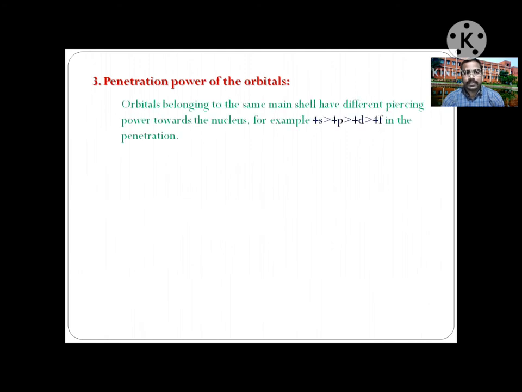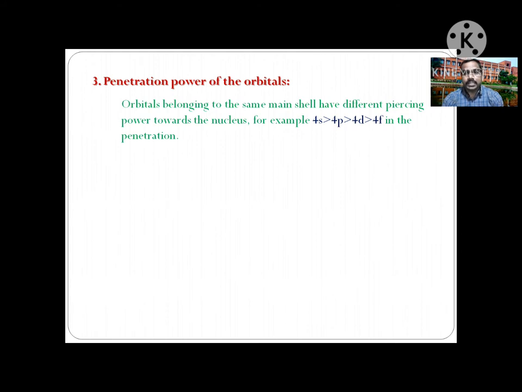The next factor which influences the ionization energy is penetration power, or piercing power, of an orbital. Orbitals belonging to the same main shell have different piercing power towards the nucleus. For example, the 4s orbital has higher piercing power than 4p, then 4d, then 4f. Here, the orbitals have different shapes.